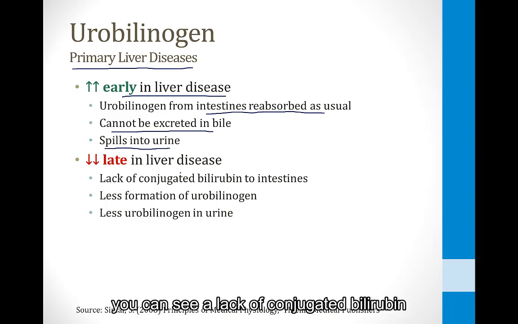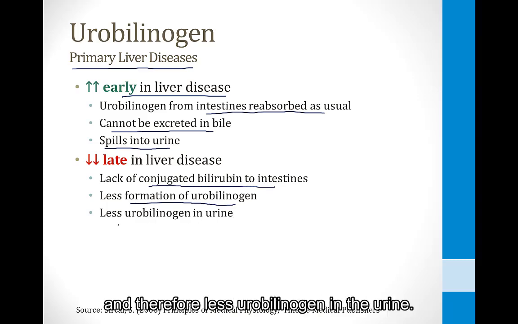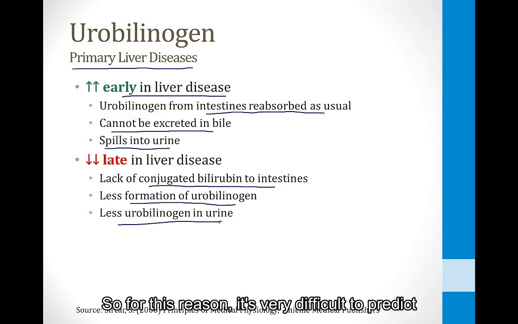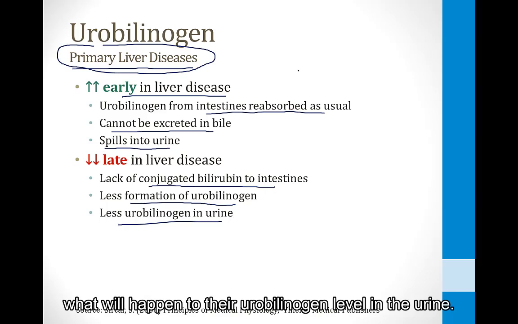Late in liver disease, you can see a lack of conjugated bilirubin going to the intestines. This leads to less formation of urobilinogen and therefore less urobilinogen in the urine. So for this reason, it's very difficult to predict what will happen to the urobilinogen level in the urine for a patient with a given liver disease.